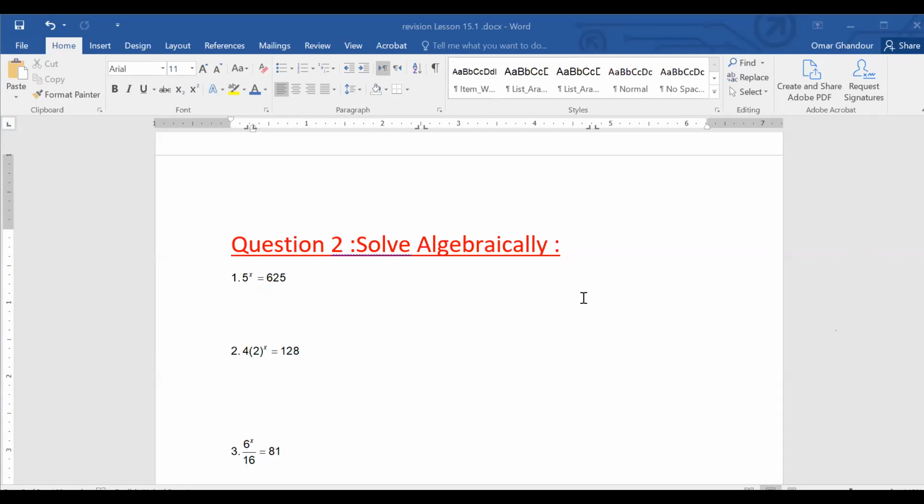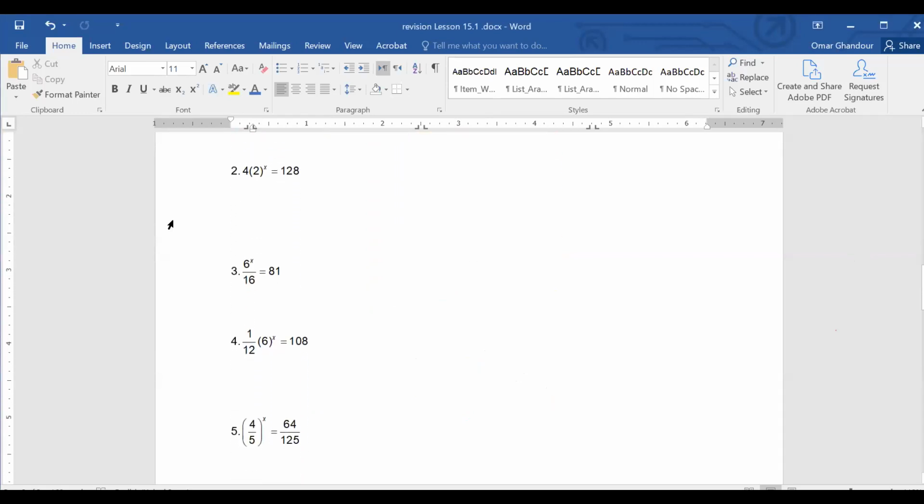Question 3. Again, ask yourself, is the 6 power x isolated alone? It's not. So I have to get rid of the 16. But 16 here is down. So I have to get rid of it, and 16 is like division, since it's not like 4. 4 is multiplied by 2. But here 16 is divided. What's the inverse of division? Multiplication. So instead of dividing, I'm going to multiply with 16 in here.